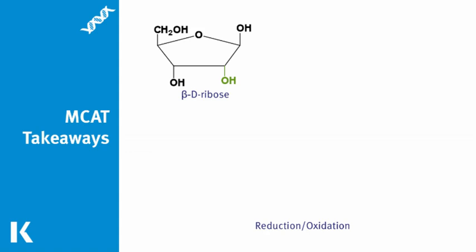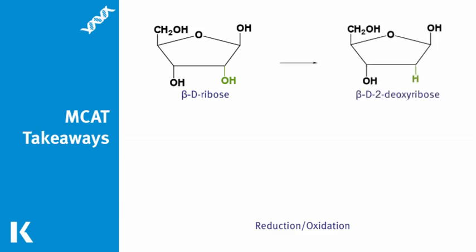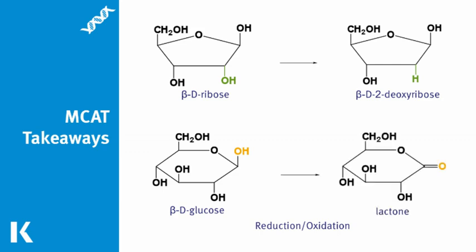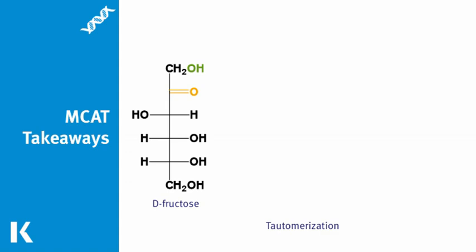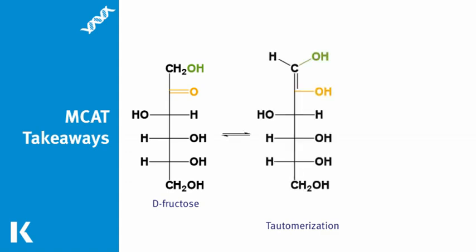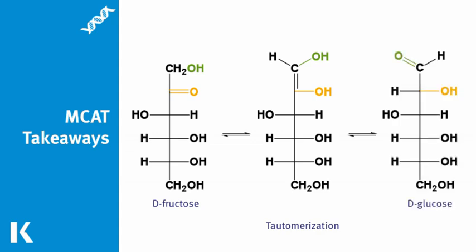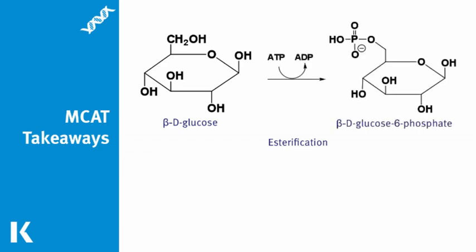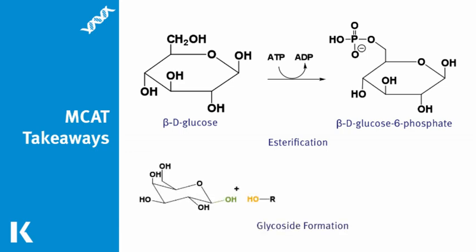Before we finish, however, let's review what this video covered. We started with redox reactions and saw the reduction of beta-D ribose to form beta-D 2-deoxyribose, as well as the oxidation of beta-D glucose to form a lactone. We then recapped keto-enol tautomerization and how a ketose can be converted back into an aldose. Phosphorylation was shown to be a type of esterification reaction in which a phosphate group serves as the electrophile, and glycosidic linkages were explored, including the mechanism whereby they are formed.